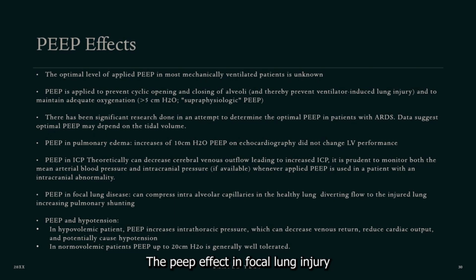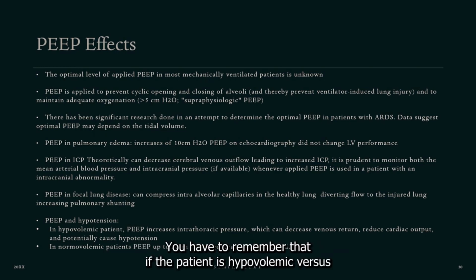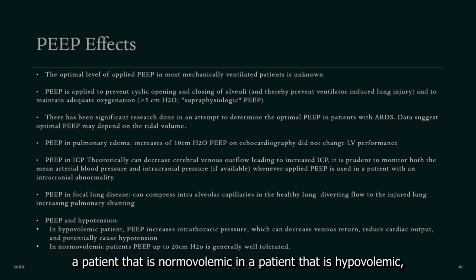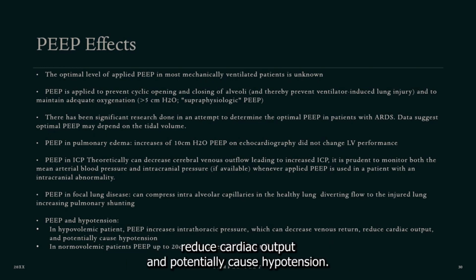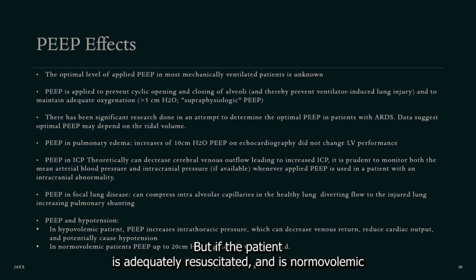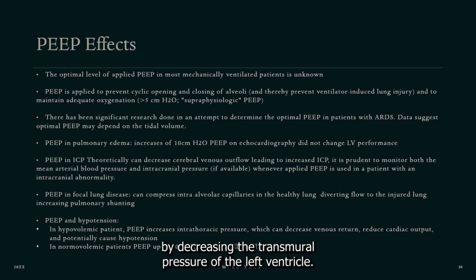The PEEP effect in focal lung injury or focal lung disease can also create a state of shunting by compressing the intraalveolar capillaries in the healthy lung and therefore moving that blood to the injured lung, and creates that shunt. In hypotensive patients, you have to remember that if the patient is hypovolemic versus a patient that is normovolemic. In a patient that is hypovolemic, you have an increase in intrathoracic pressure that can decrease venous return, reduce cardiac output, and potentially cause hypotension. But if the patient is adequately resuscitated and is normovolemic, the PEEP up to 20 centimeters of water is generally well tolerated. And the PEEP also decreases the afterload by decreasing the transmural pressure of the left ventricle.